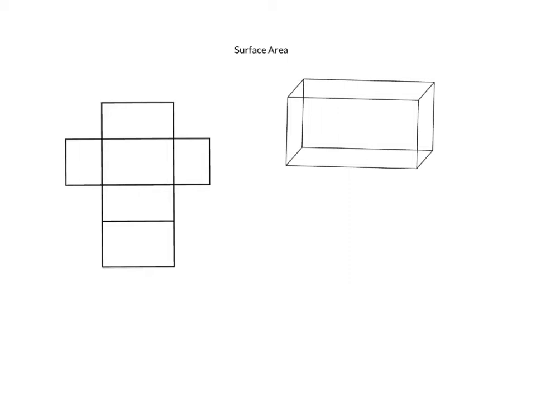Now, one thing to note, the bottom and the top are exactly alike. They have the same area. Right and left have the same area, and back and front have the same area as well. So if we put in some dimensions, let's say that this is 10 centimetres, 5 centimetres and 8 centimetres.